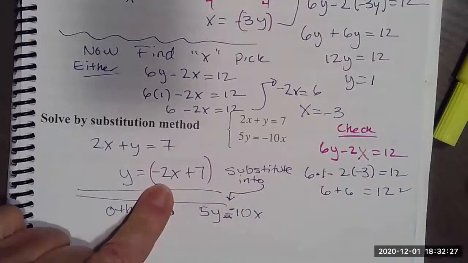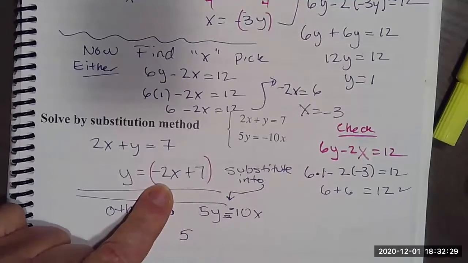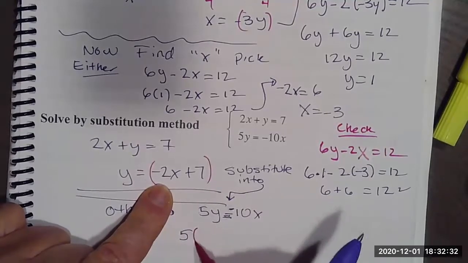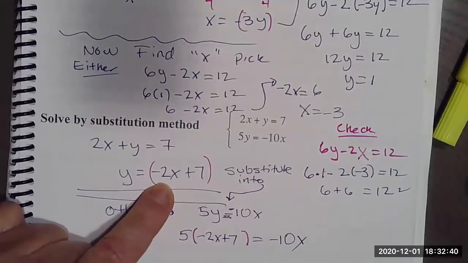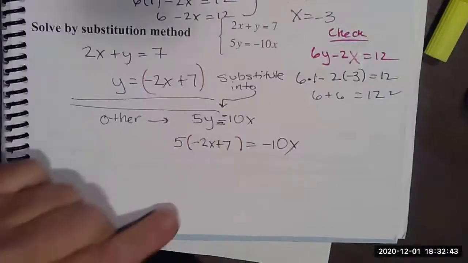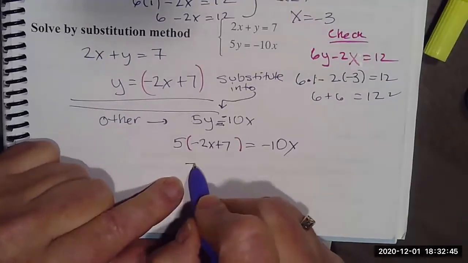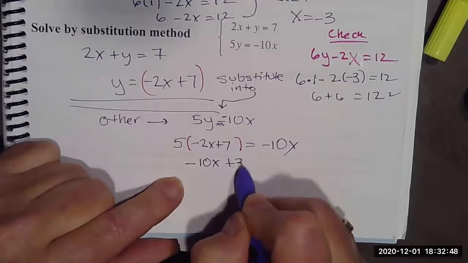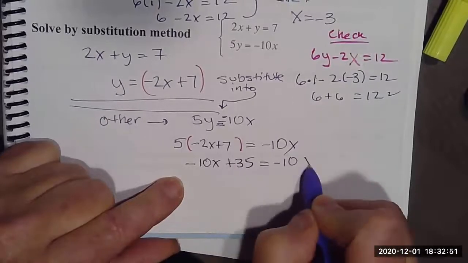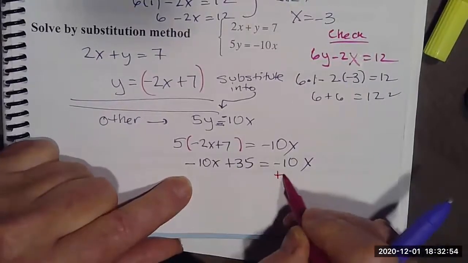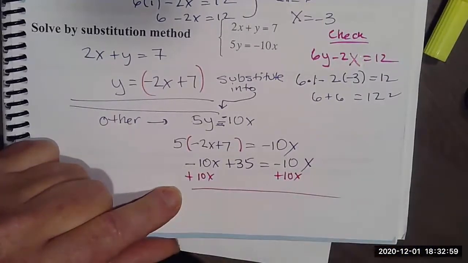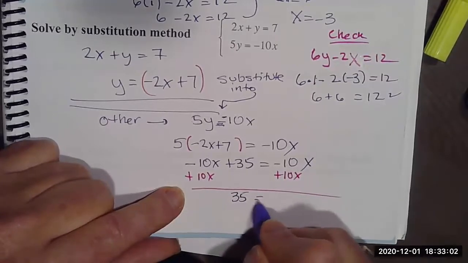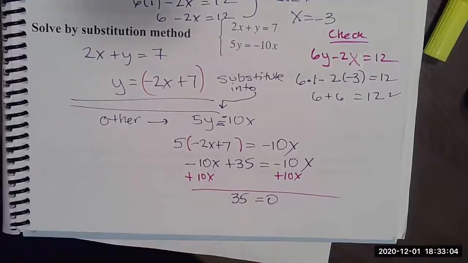Okay, y is here. So then I'm going to go 5 parentheses negative 2x plus 7 equals negative 10x. See, now I've got an equation that has just one variable. Distribute. Negative 10x plus 35 equals negative 10x. Add 10x. And x is going away. You get 35 equals 0. Weird.